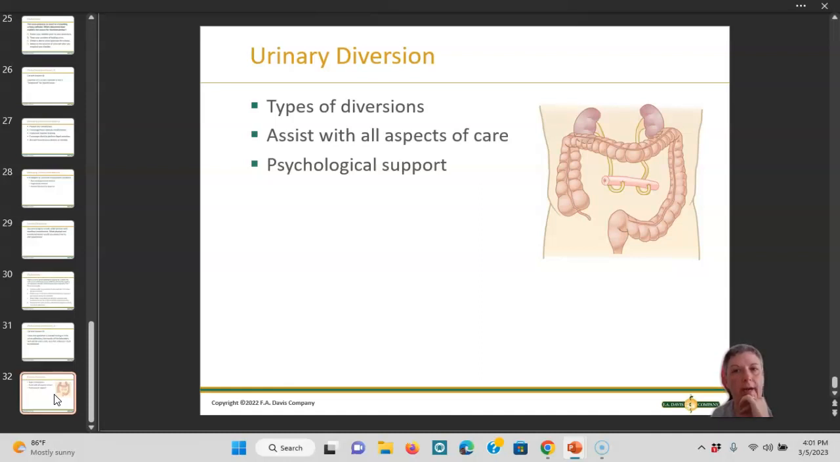So they could have a bag inside or they could have a bag outside. They could have a catheter coming out of their body all the time, or they could have to self-cath in the toilet. Okay, so a lot of people do these things at home, so there's a lot of education. So once you know how to put in a Foley catheter, it's all about how to teach this patient to do the same.